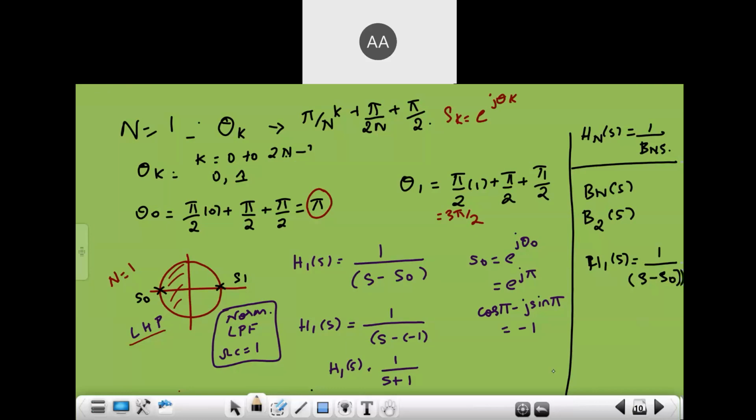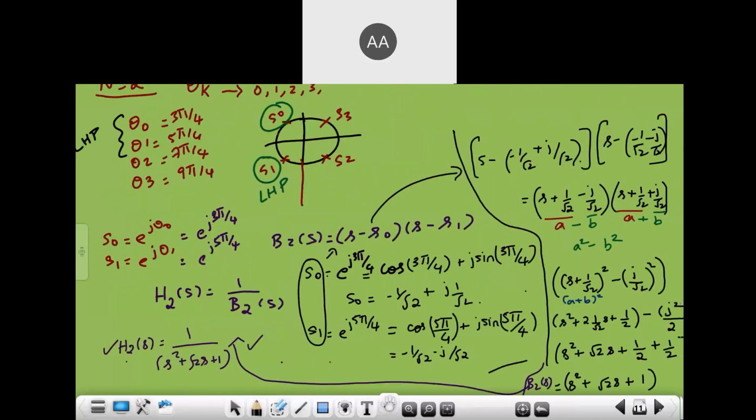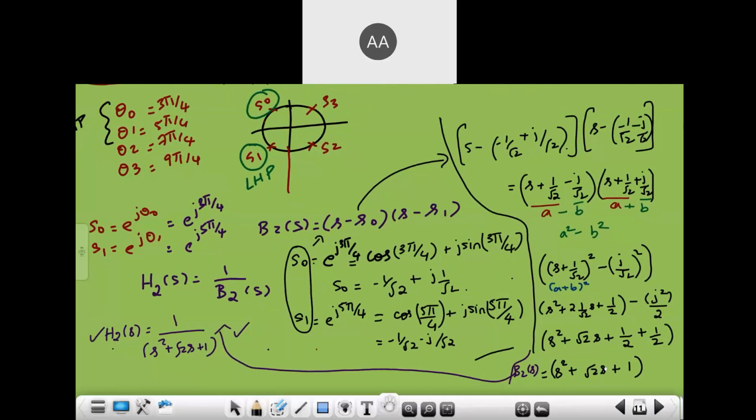Even if you do not remember the Hn of S equation in the exam, you can then and there, by the methods I have shown you in these steps, find it. For n equal to 1, s minus s naught, you get s plus 1. Similarly h2 of s, we saw root 2 s square plus root 2 s plus 1, how we got it. So substitute like this and find out, choose the left half S plane and quickly do it. You can do all this on the side.